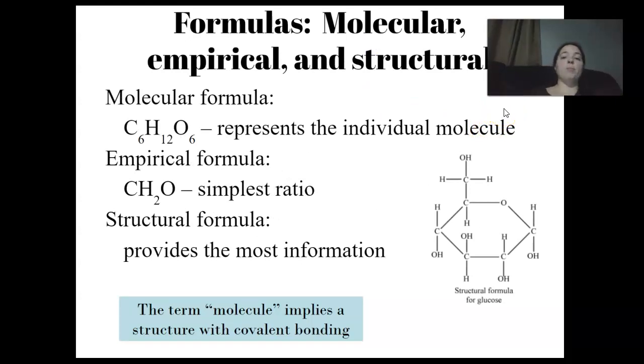Formulas: molecular, empirical, and structural. So molecular formula C6H12O6 represents the individual molecule, where its empirical formula is the simplest ratio. The structural formula, however, provides the most information. We'll get to this when we get to organic. Don't stress too much. You're not really going to see this very much, but you see how it's all put together and how everything is bound together, sharing. And the term molecule implies a structure with covalent bonding.